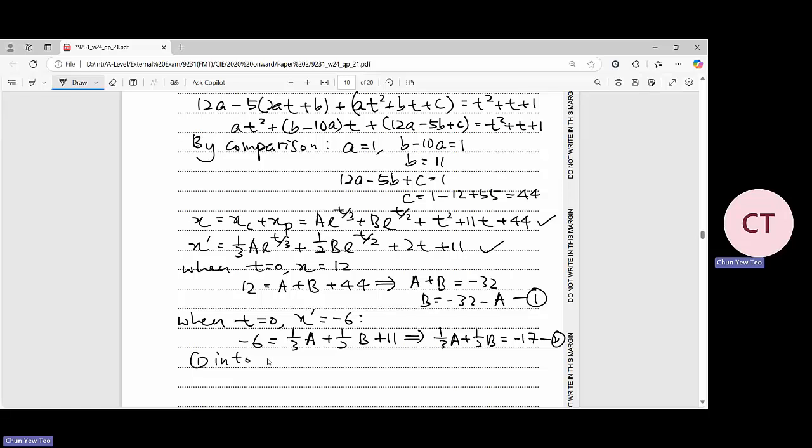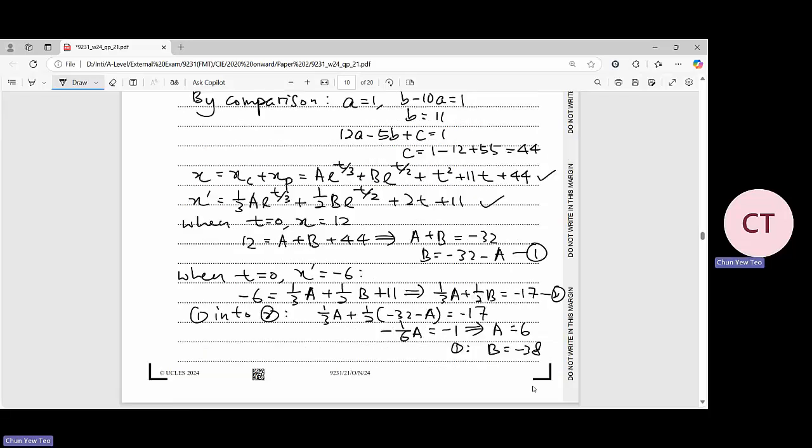Equation 1 into 2, you will get 1 over 3a plus the half of the b, right? This is a, is equal to negative 17. And if you just expand and simplify, you will get this one as negative 1 over 6a is equal to negative 1. Okay, so therefore a is equal to 6. And from equation 1, you have b is equal to negative 38.